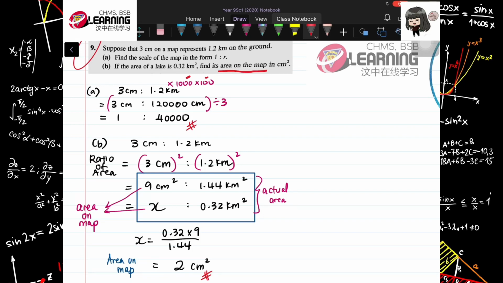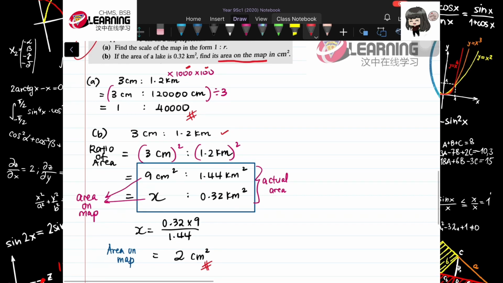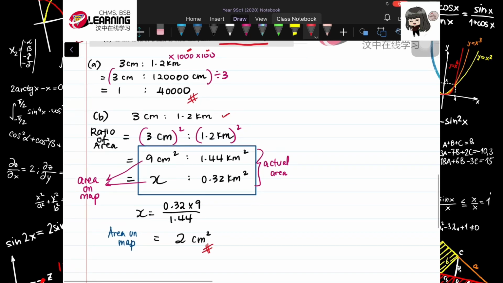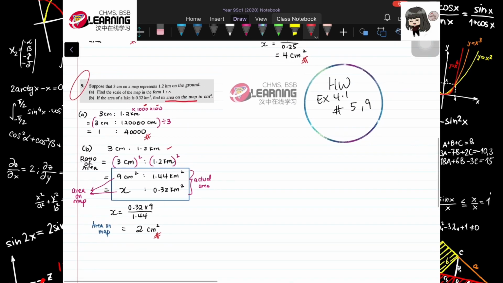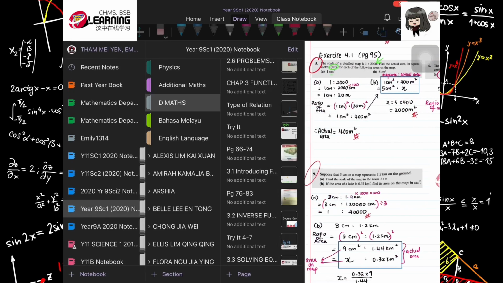Okay, I'm using the original one, 3 centimeter to 1.2 kilometer. I square both sides and then I cross multiply. 0.32 is under actual area. Then you cross multiply and your answer for the area on the map is 2 centimeter square.